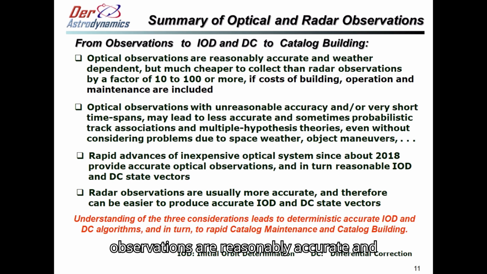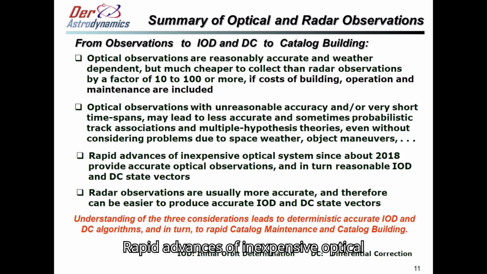Optical observations are reasonably accurate and weather dependent, but much cheaper to collect than radar observations by a factor of 10 to 100 or more if costs of building, operation, and maintenance are included. Optical observations with unreasonable accuracy and/or very short time spans may lead to less accurate and sometimes probabilistic track associations and multiple hypothesis theories, even without considering problems due to space weather, object maneuvers, among others.